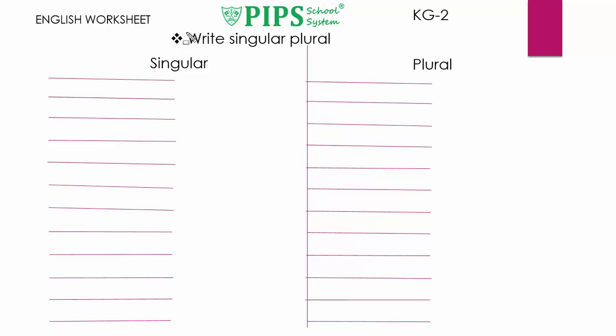Today our topic is write singular, plural. First of all, I am going to tell you the definition of singular and plural. One thing is called singular. Two or more than two things are called plural. Now all of you take your pencil and complete this task with me. Okay students, let's start.